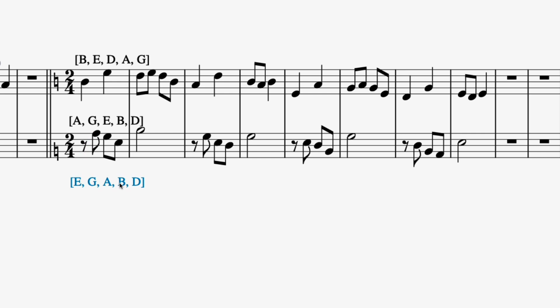So, is this Phrygian? Is this E Phrygian? Yes, but it is a subset of E Phrygian, because we're not using all the notes in E Phrygian. What we're actually doing is E minor pentatonic. So if you guessed pentatonic, you guessed correct.